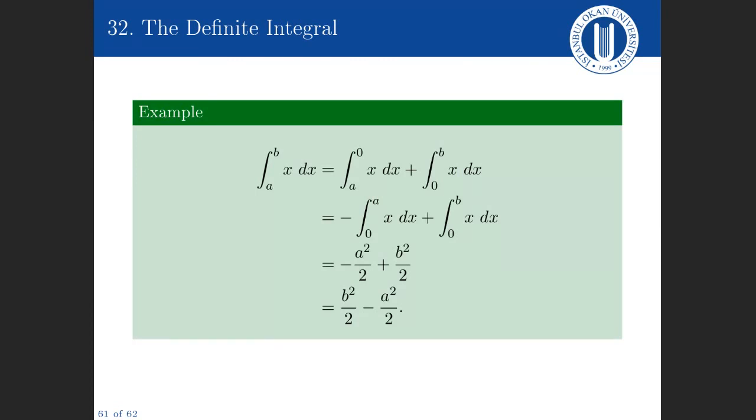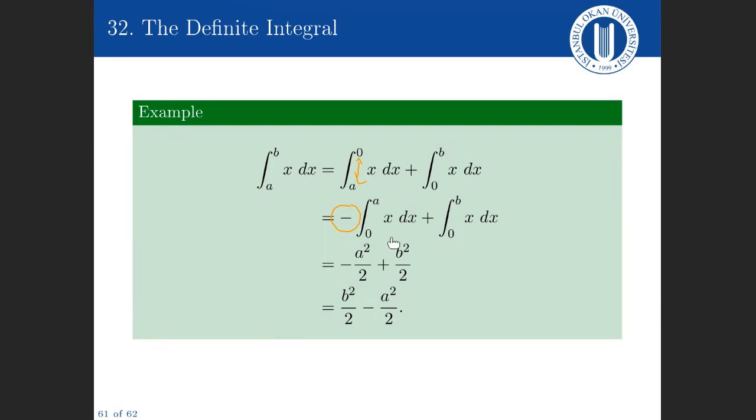Now that we know the integral from 0 to b, we can also calculate the integral from a to b of x dx. I can split this up into two integrals, integral from a to 0 and then integral from 0 to b. I want to swap the positions of a and 0. You can do this as long as we put a minus sign in the front. So we have minus the integral from 0 to a plus the integral from 0 to b.